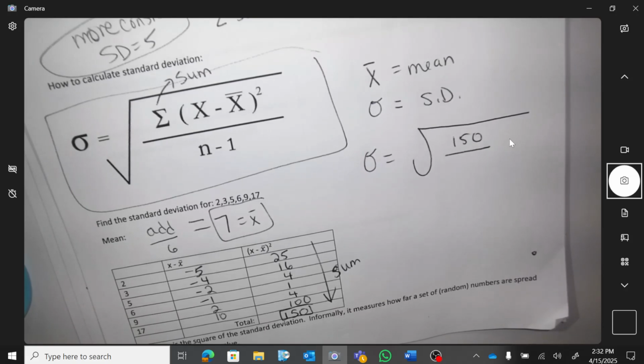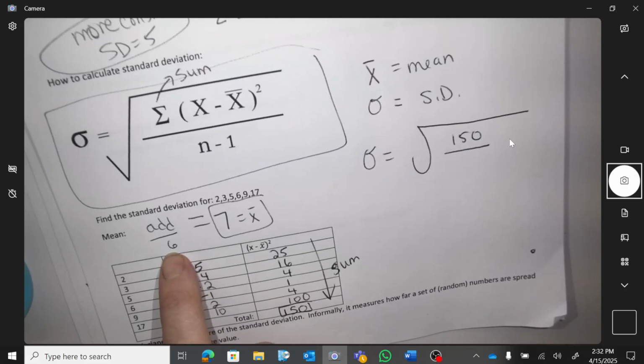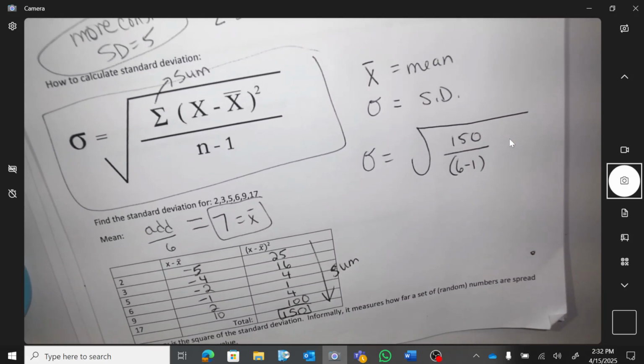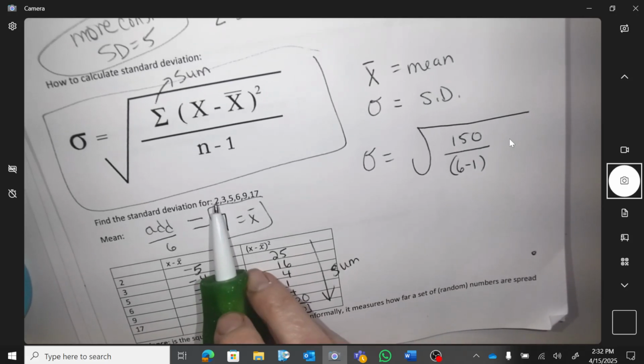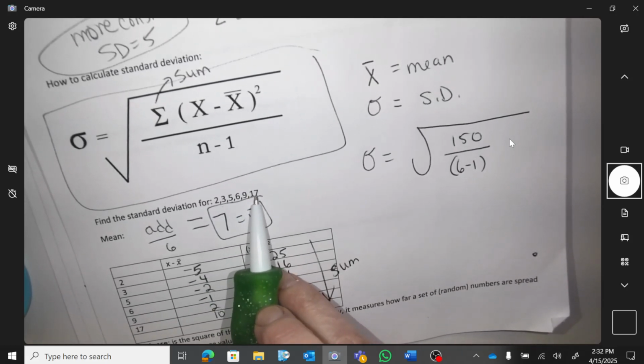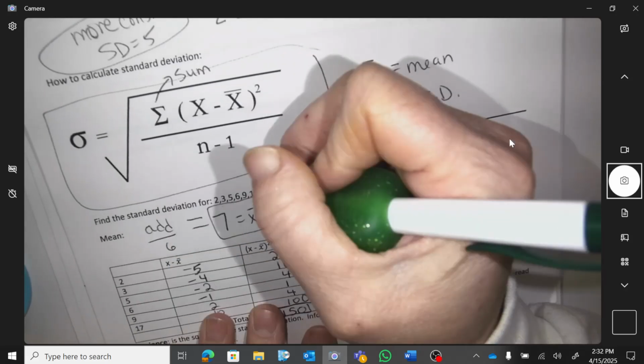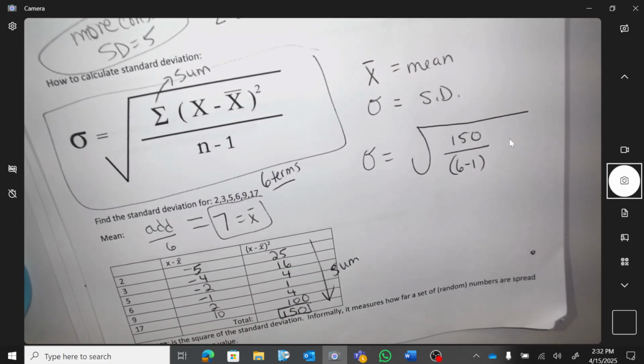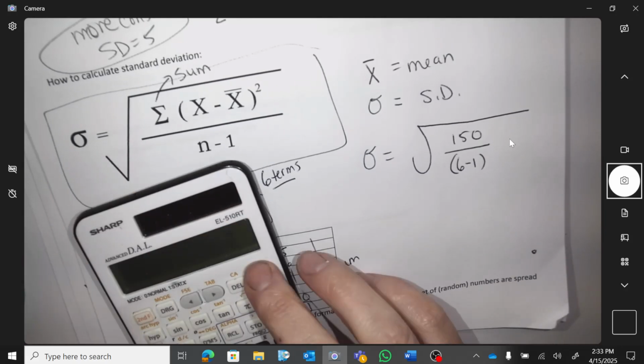What do you think n means? The number of terms, which was 6. How many things did we have here? 1, 2, 3, 4, 5, 6. 6 items, right? 6 terms, 6 pieces of data, or a sample size of 6. There you go.